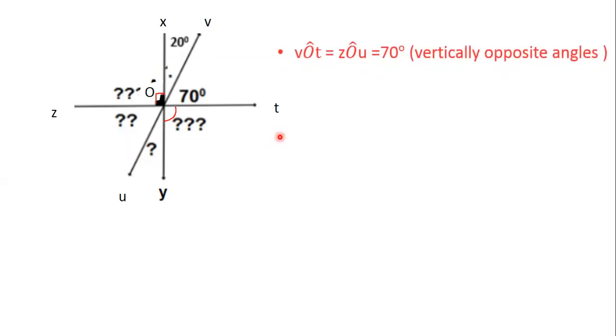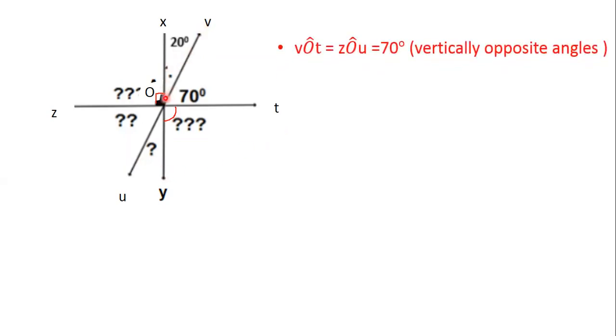Okay, so I started with angle VOT. VOT is 70 degrees. It's equal to angle ZOU, which is equal to 70. They are vertically opposite angles. After finding it, I write the angle down, to help me.